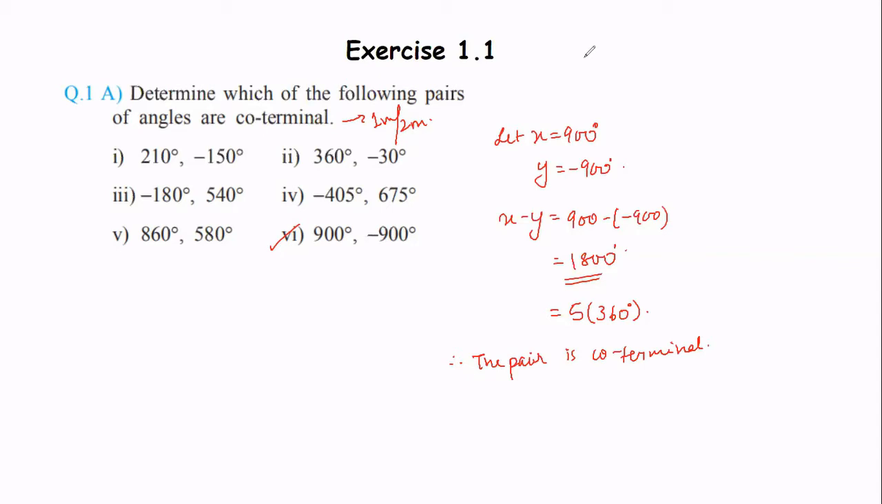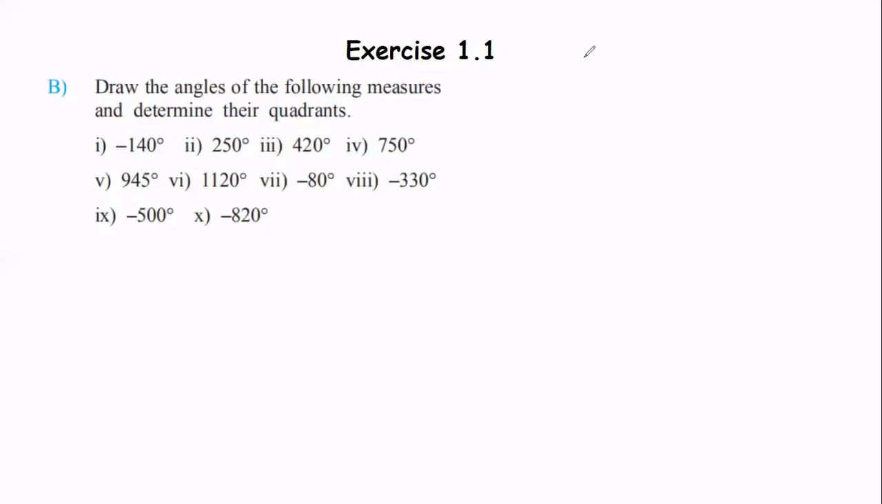Now moving to the next one. Moving to the next question, that is question 1B of exercise 1.1. So the question is, draw the angles of the following measures and determine their quadrants. So you need to do two things over here. You need to draw them and also determine their quadrants. Okay, so now let's start with the first question of question 1B. We need to draw minus 140 degrees and determine its quadrant.